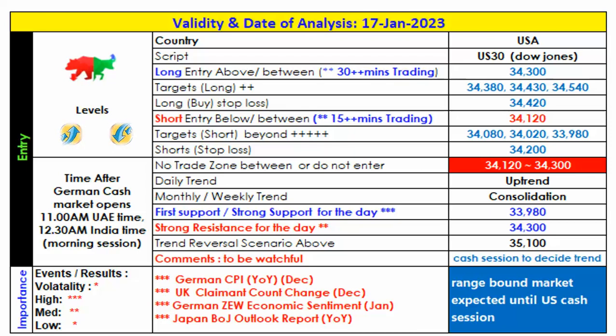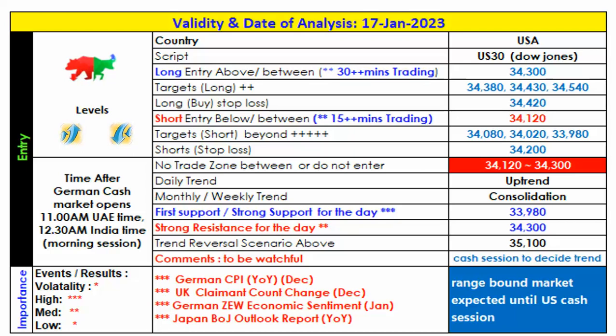Daily trend is an uptrend, considering the cash session levels. And the monthly and weekly is still on a consolidation. In that case, strong support is 390 and the strong resistance will be 300. Very strong resistance after that, 34,430 is very good next resistance.